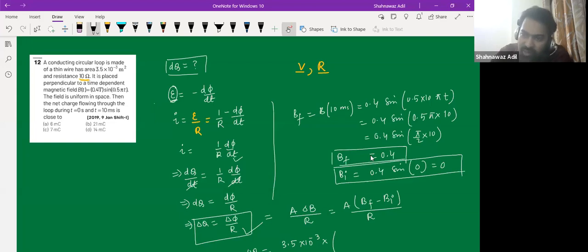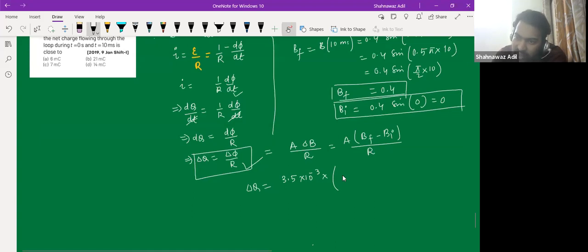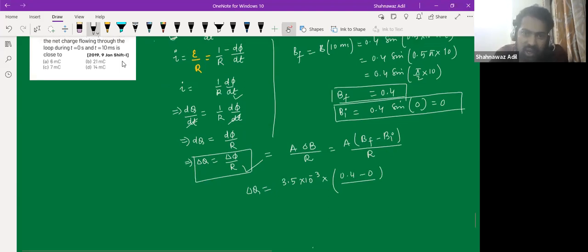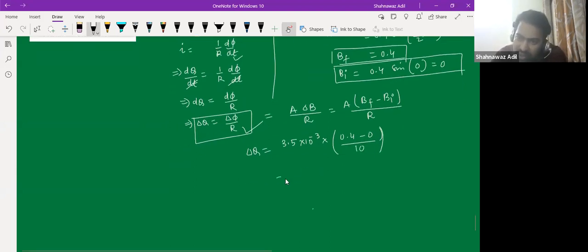So this B final would be simply how much? That would be simply 0.4 minus 0 divided by R is how much? R is 10. So this would be simply 10 ohm. And then we can write this thing as how much? 3.5 into 0.4 and 10 to the power minus 3 divided by 10. This would be how much? This is 70 and 2.